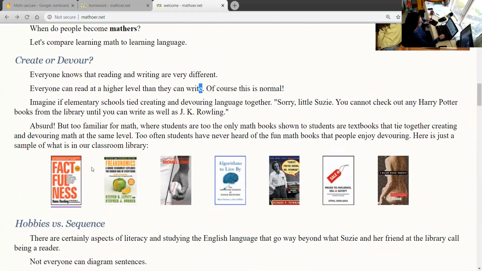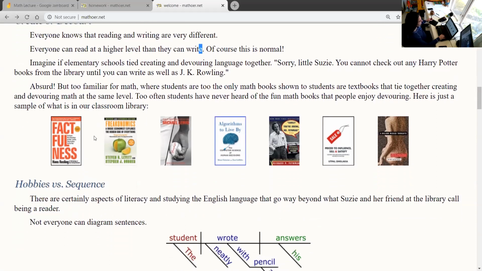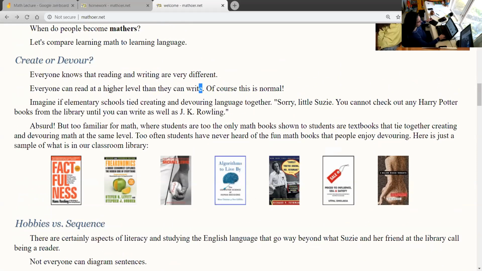So we have a class library with all sorts of good books, even more if you were to click on them, that are math books, but they're not math textbooks. They don't have sections with problems at the end. They just have interesting things about the world that math helps you explain. You can consume these at a higher level of math than you could produce yourself, just like you could read a great novel even if you're not a novelist, or you could read a nice poem even if you're not a poet.